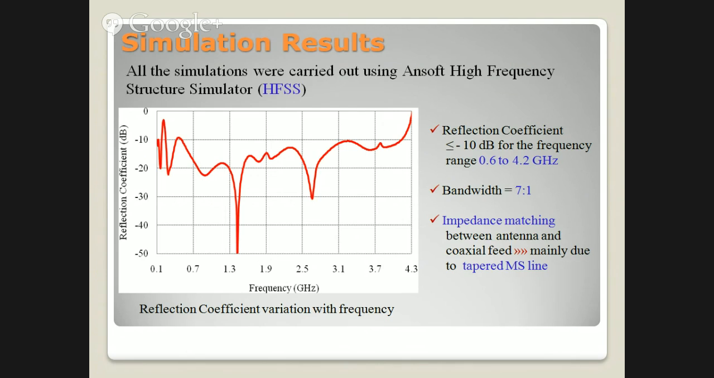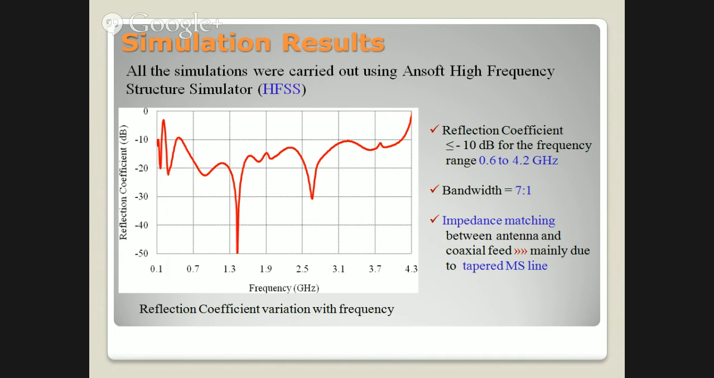The simulation results. Here you can see the reflection coefficient variation with the frequency. From this plot, we can see that the reflection coefficient is less than minus 10 dB for the frequency range of 0.6 to 4.2 gigahertz. That is a bandwidth of 7:1. We can say that there is a good impedance matching between the antenna and the coaxial cable feed, which is mainly due to the tapered microstrip line.